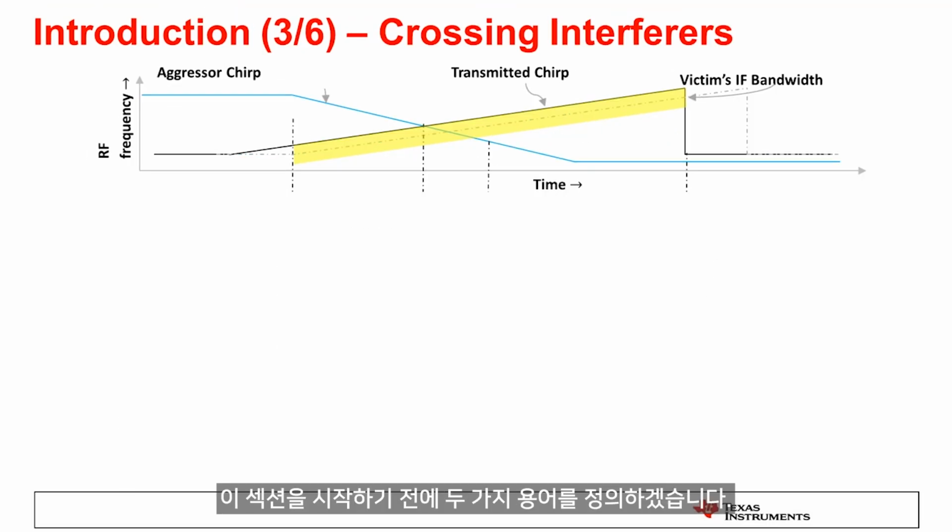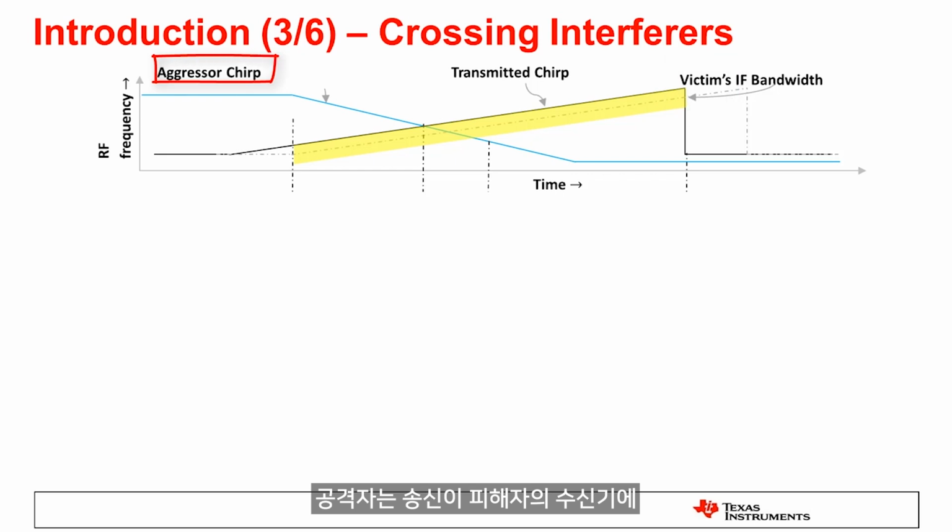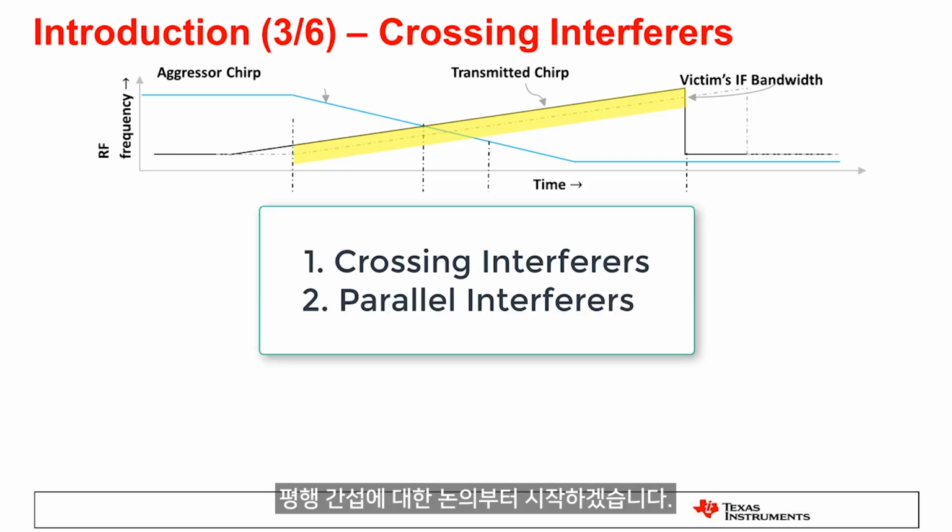Before we begin this section, we define two terms. A victim is a radar whose receiver is affected by interference. An aggressor is a radar whose transmit affects the victim's receiver. We begin our discussion of interference with the two different types of interferers, specifically crossing interferers and parallel interferers.